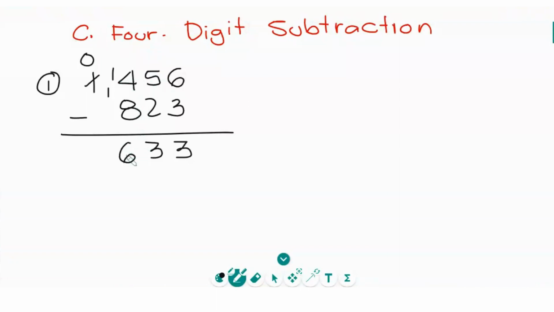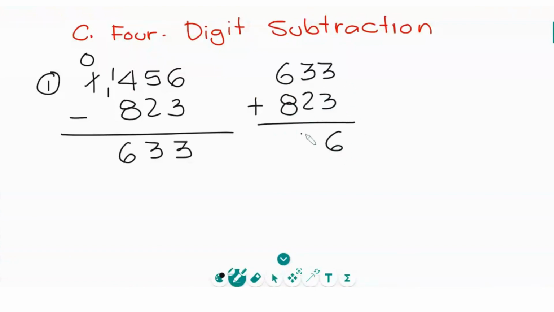So 8 plus 6 will give us 14. Now let's check our answer. We have 633 plus 823. Okay, so 3 plus 3 is 6, and 3 plus 2 is 5, and 8 plus 6 is 14. So here we have 1456.